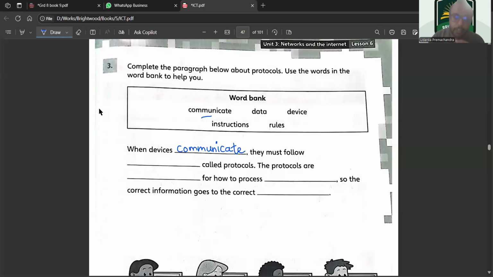I said follow rules called protocols. These rules, we already wrote them. These rules are taken as protocols. When devices communicate, they must follow rules called protocols. So the protocols are, what are they? For the process, what are they? Protocols are giving what idea? Instruction. Giving instruction for how to process. The protocols are giving instruction.